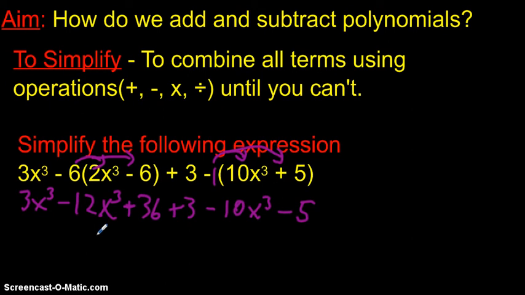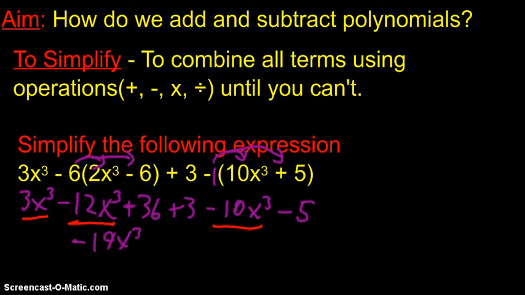It's not a fully simplified expression, though, because things can still be combined. So looking at the like terms, we have the 3x to the third, the negative 12x to the third, and the negative 10x to the third. So we're just going to add all of those up. So 3 minus 12 is minus 9. Minus 10 would be minus 19 x to the third. Again, we don't mess around with the exponents when combining like terms.